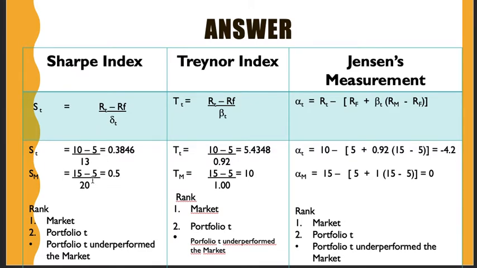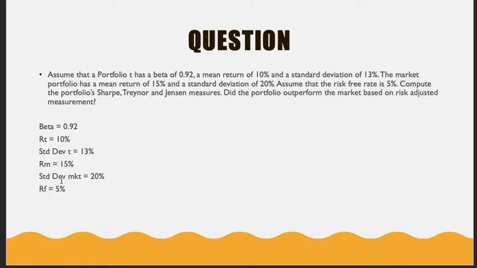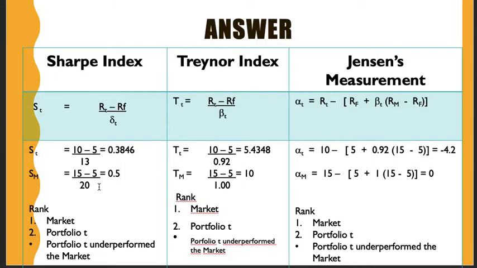While the Sharpe index for the market is equal to the market return, 15, minus the risk-free rate, 5, divided by the standard deviation of the market, which is 20. All given here: RM 15 minus RF 5, standard deviation of the market 20. And then you will get that the Sharpe index for the market is 0.5.